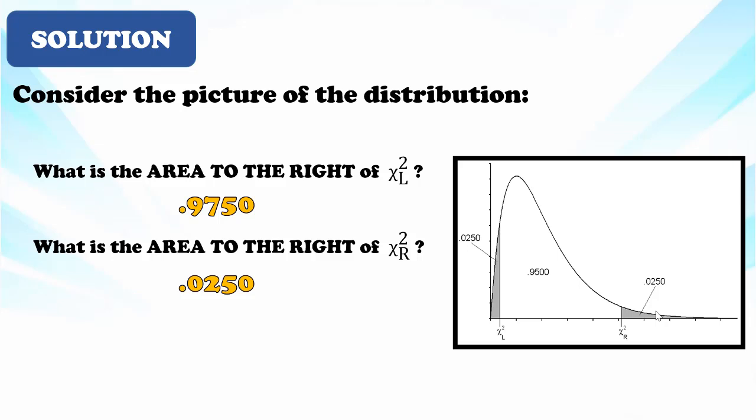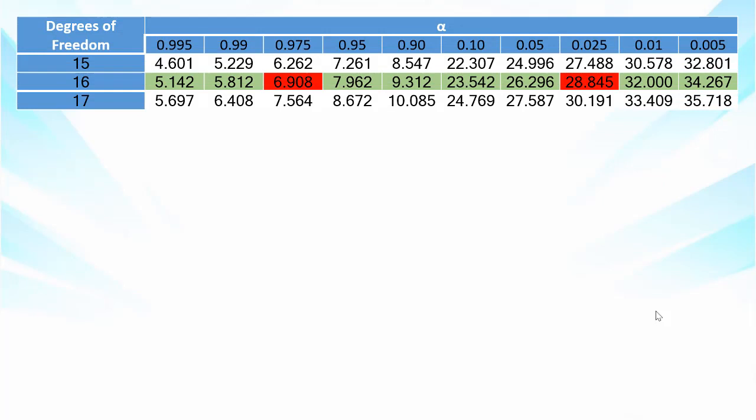What are our degrees of freedom? Well, we took a sample of 17 vitamin C tablets, so that means that the degrees of freedom are 1 less than that, which is 16. We're going to go ahead and consult our table now. We find the 0.975 value for alpha, and that gives us a critical value of 6.908. When we find the 0.025 value, that gives us a critical value of 28.845. So those are our chi-square values. Chi-square L, 6.908. Chi-square R, 28.845. We can go ahead and use our confidence interval formula now.